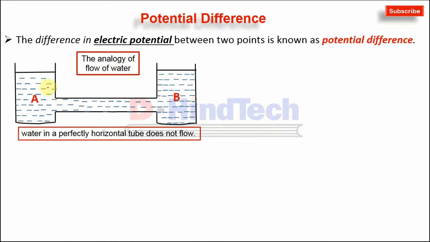In this image, two beakers are given to us and these are filled to the same water level, right? So water in a perfectly horizontal tube does not flow. This is a horizontal tube connecting beakers A and B, and in this perfectly horizontal tube there is no flow of water. It means the water inside this tube remains stable. Why? Because these two beakers are at the same pressure, or we can also say they are filled to the same water level, and due to the same water level there is also the same pressure from the atmosphere.